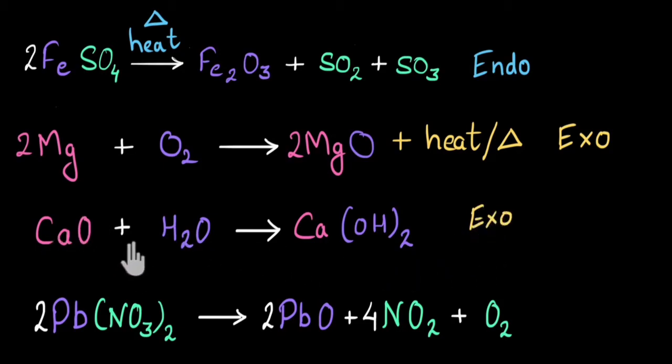See, we have seen this in an experiment: when you add water to a white powder of calcium oxide, then if you touch the container in which this reaction is happening, it will become warm. That means a lot of energy, a lot of heat is being given out. And that's why this is exothermic.